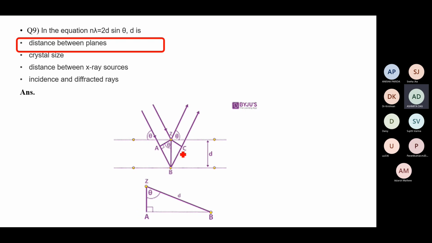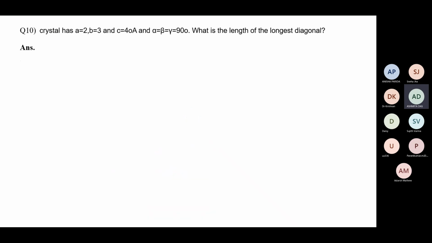Okay, the correct answer is distance between planes. If you see this photo, the d is the distance between planes. The theta is taken as this angle. So it's according to the Bragg law. The correct answer is the distance between planes. Now moving to the next question.